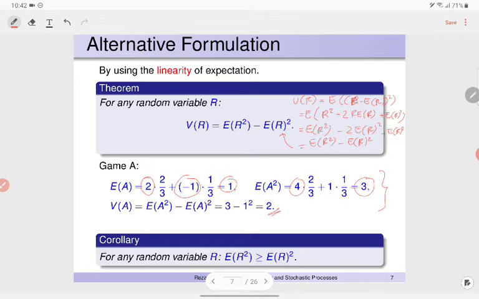The other thing is that notice that a variance is a non-negative value. A variance can never be negative. Because this is the expectation of a square, and a square can only be 0 or positive, it cannot be a negative value. So that means the variance is larger or equal to 0. A consequence of this is expressed in the following corollary, namely for any random variable R, the expectation of R squared must be more or equal to the expectation of R, squared.